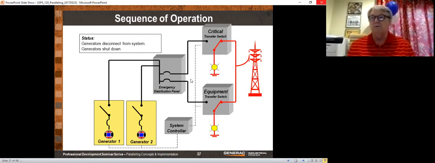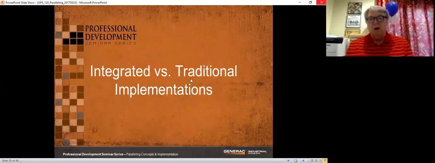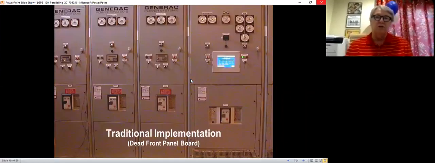Our system at the University of Utah, I'll show a picture of that, has 10 generators in parallel. Typically from power outage to all generators online in parallel is approximately 7 seconds, and that's kind of unheard of with traditional parallel systems. Okay, integrated versus traditional. Not going to get into this in tremendous detail because I think we have talked about it as we have gone along.